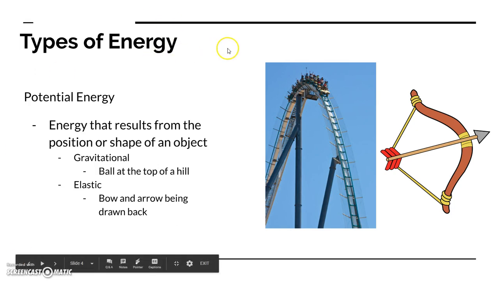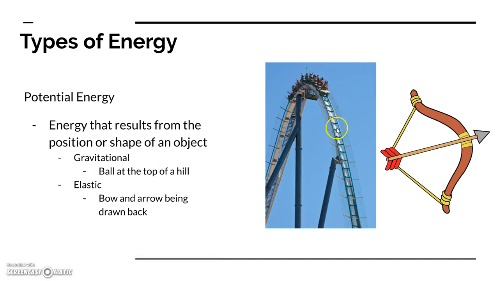Or this roller coaster right about here, right where you hit the top of the hill, is where you store a whole bunch of potential energy and you're about to convert that to kinetic, which we'll talk about in a second. The second type is elastic. That's like a bow and arrow being drawn back.